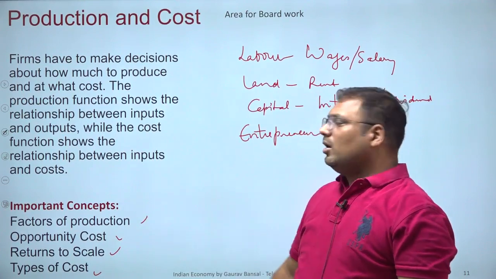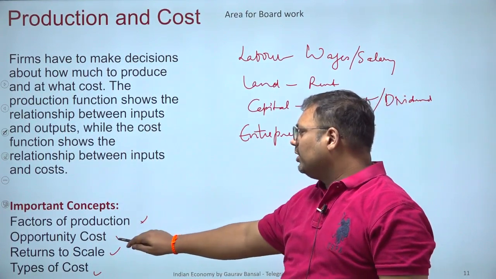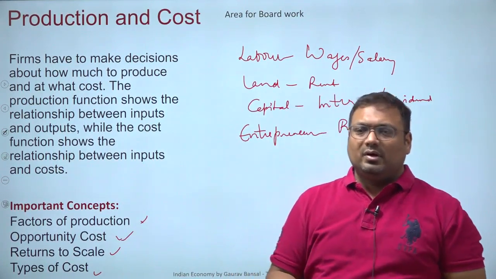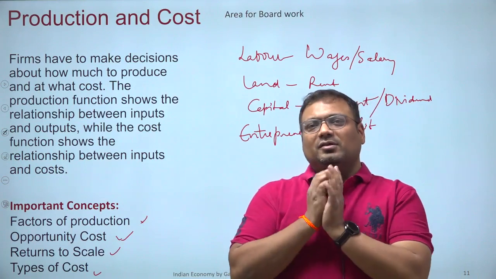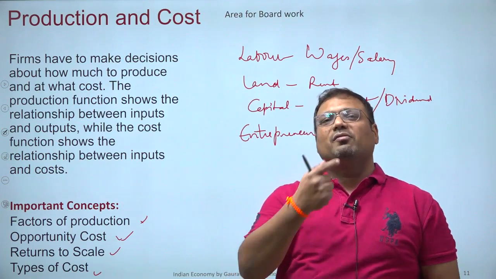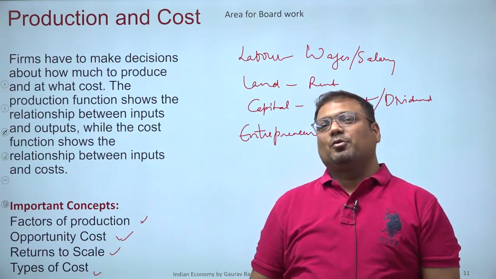Now, important concepts. Factors of production I've already discussed. Then opportunity cost. What is opportunity cost? What we give up, alternatively. Generally, whenever we are talking about cost, we consider only what we are exactly paying for it, but we do not consider the indirect cost.